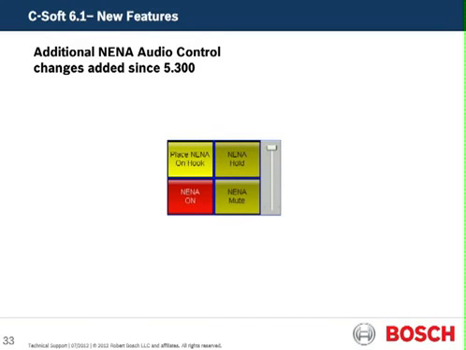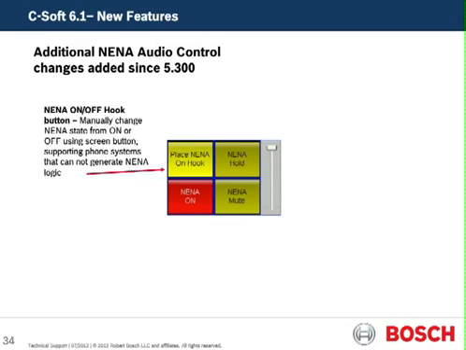The following slides will cover these features. The Nina on-off hook button allows you to manually change the Nina state. This operates in parallel to the Nina logic on the RJ12 connector on the rear of the unit. The Nina input indicator will give you a visual indication of being off hook on a Nina call. This would be in parallel to the 80 HB4 front panel icon.